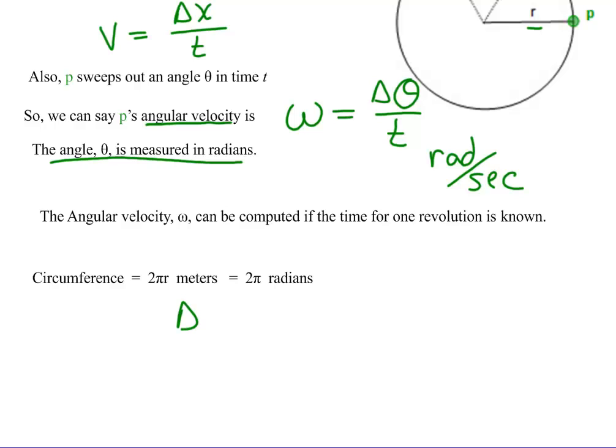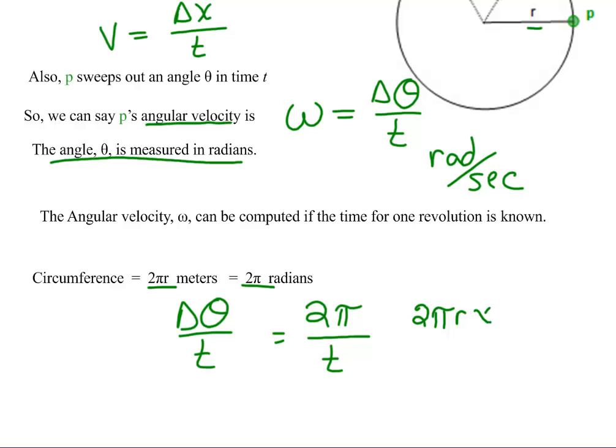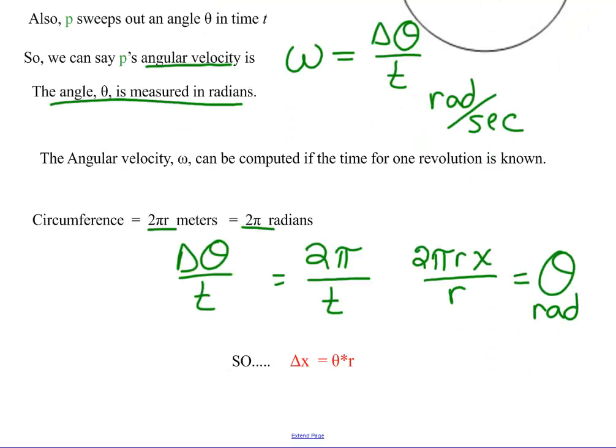We have 2 pi r meters equals 2 pi radians. So if we put that together, we have 2 pi r times x over r. That gives us theta radians. So what that gives us then is the change in x along the circle is theta radians times the radius. So there's one of our relationships that relates linear or tangential with angular motion.